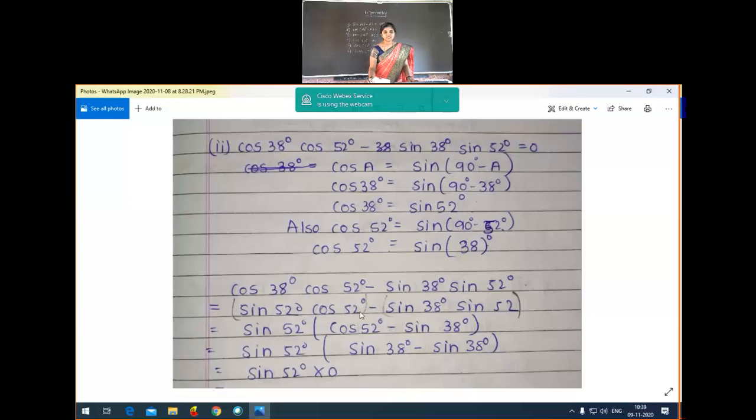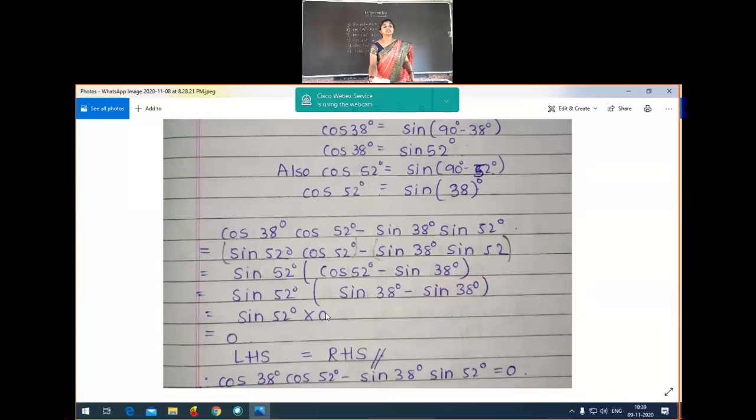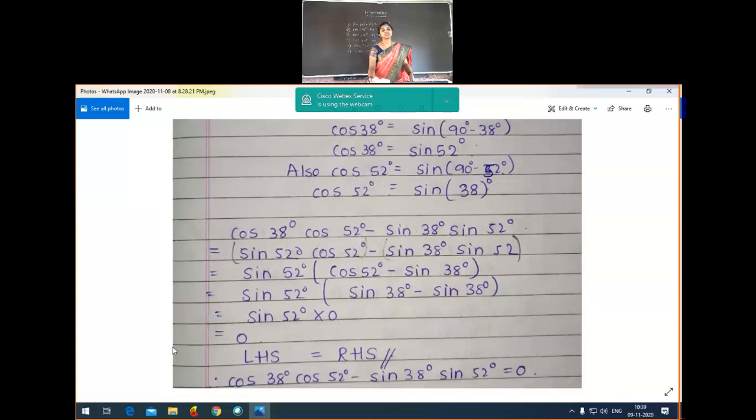Then now we have to substitute cos 52 as sin 38, in the second value we used here. Okay, sin 38 minus sin 38. Then sin 52 degree into sin 38 minus sin 38 is equal to 0. Therefore, sin 52 into 0 is equal to 0. Anything into 0 is 0 only, no? So, therefore, LHS is equal to RHS.